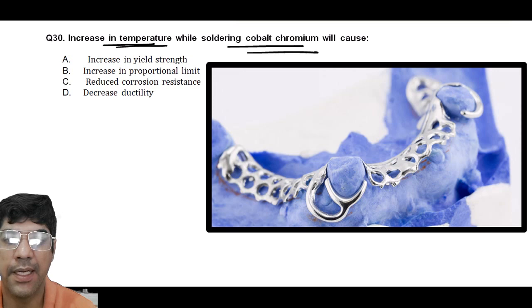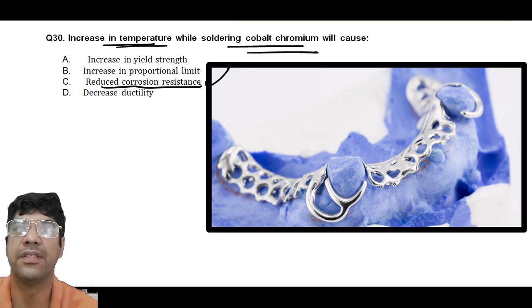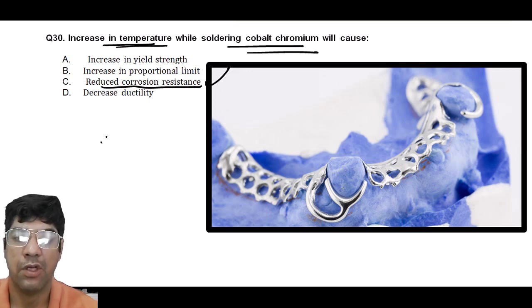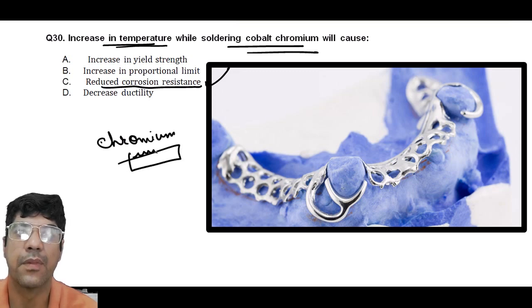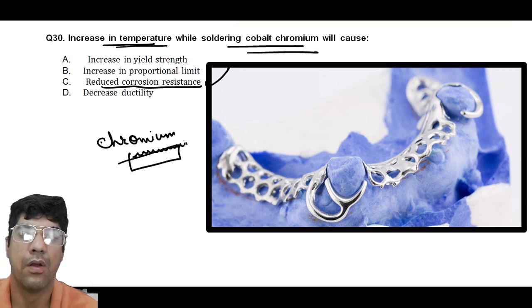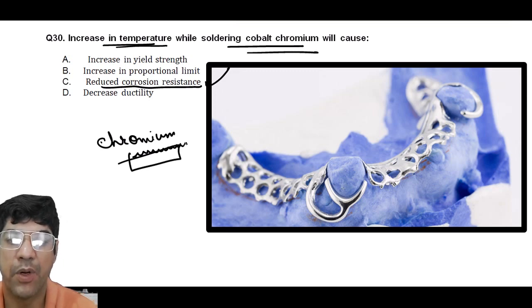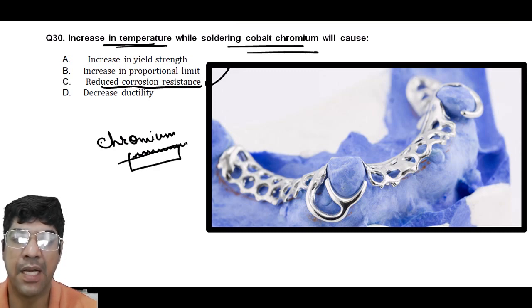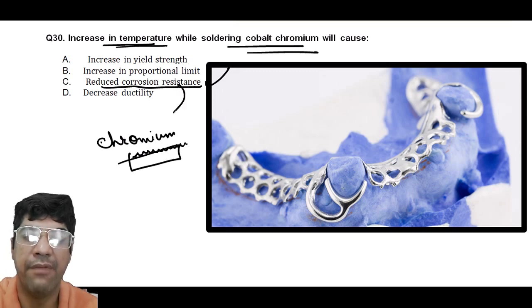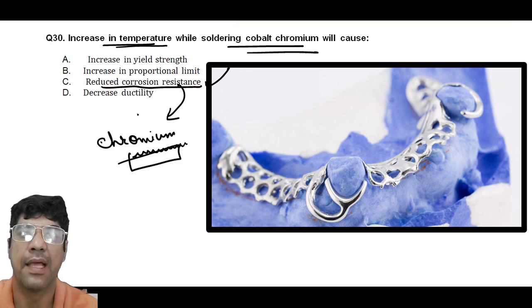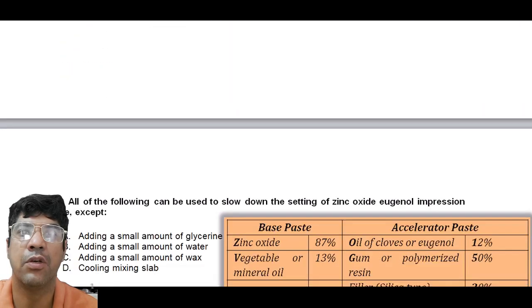The chromium content in cobalt chromium plays a crucial role in providing corrosion resistance. Chromium will form a passive oxide layer on the surface of the alloy that will protect it from corrosion. So when the chromium is tied up in carbides due to high temperature exposure, it becomes unavailable to form the protective oxide layer. So there will be reduced corrosion resistance.